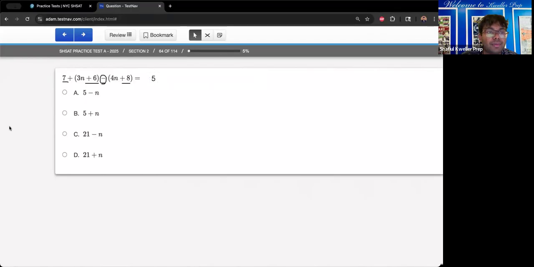And then the next part, I'm going to do in a different color. I'll do blue. 3n, 3n, wait, why is that not working? 3n minus 4n is negative n. So 5 minus n. So the answer should be A.